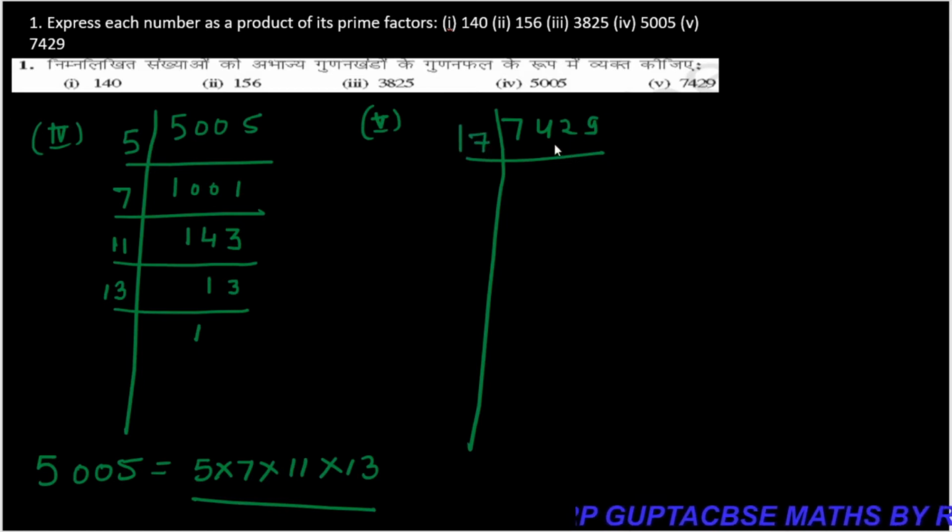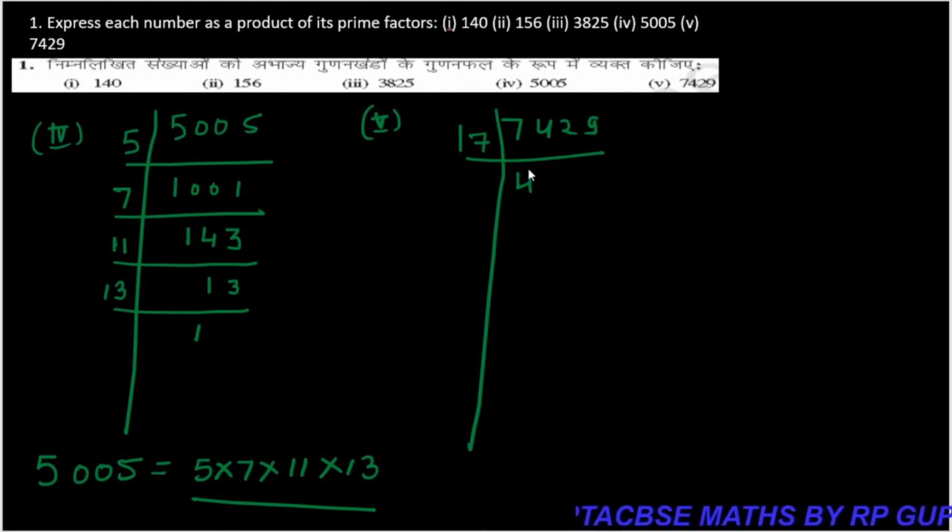See, this is 74 and I have to divide by 17. Let me tell you how many times I can do it. 17 1 ja 17, 17 2 ja 34, 17 3 ja 51, 17 4 ja 68 and 17 5 ja 85. So here I can write it 4 times. 7429 is divisible by 17.